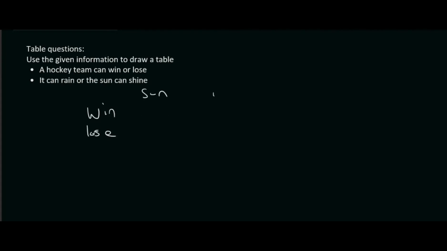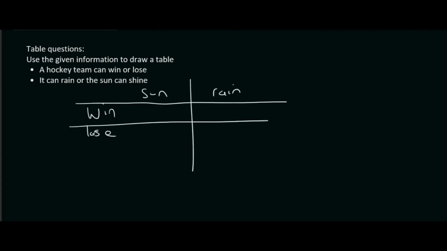You want to do it at the top, so sun and rain, because then it allows you to easily create your table. So this part here would be win and sun. This part here would be win plus rain. This part here would be lose plus sun, and this would be lose plus rain. So let's do some questions.